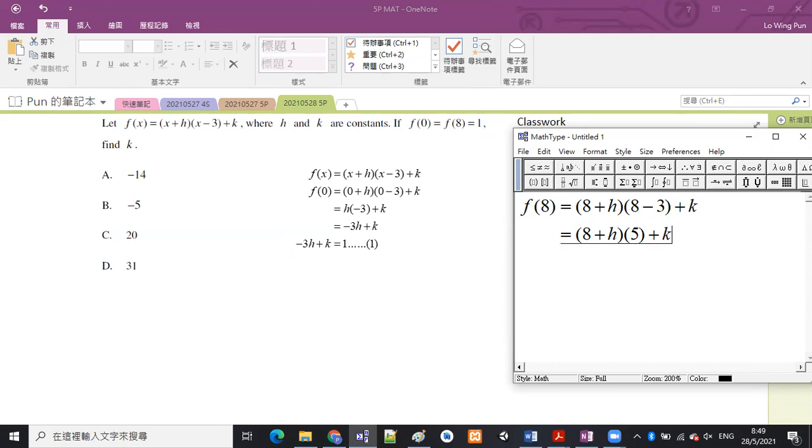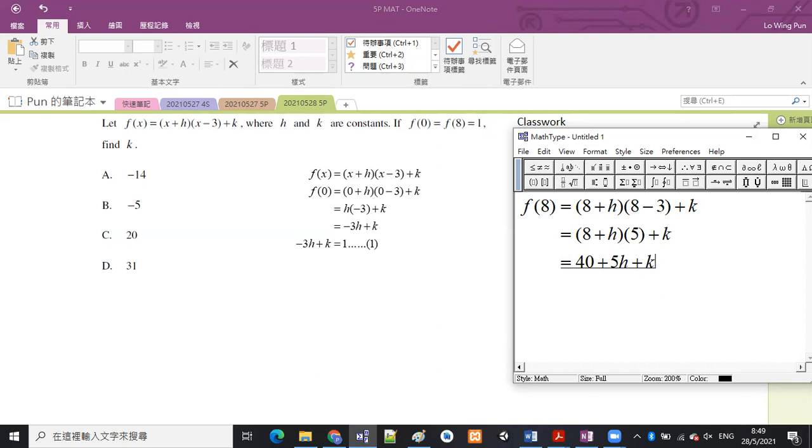And then what's next? I can multiply 5 into the bracket, into every term inside the bracket. So the 5 should be shared by the 8, becomes 40. And then plus the h times 5, which is 5h. And then plus k. Can you get this to be f8?